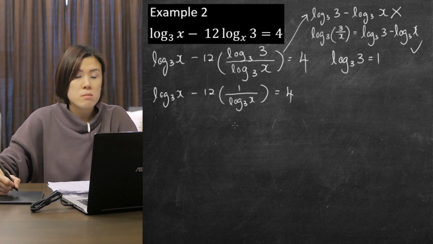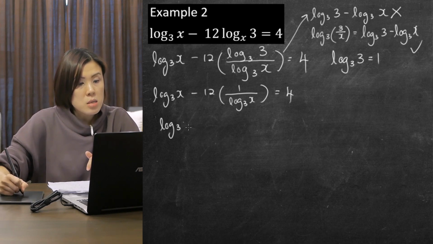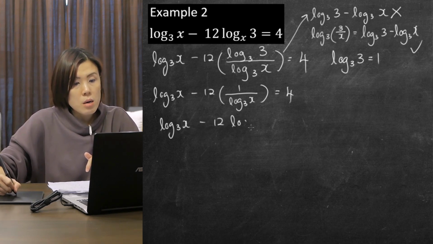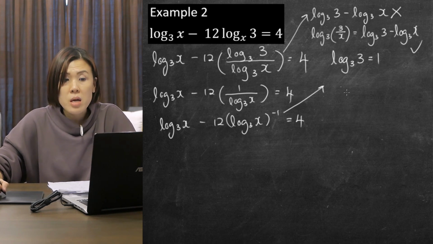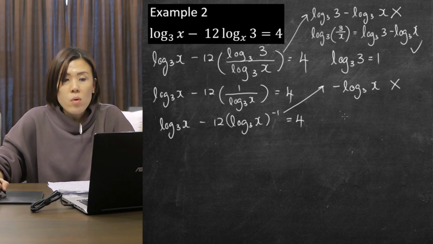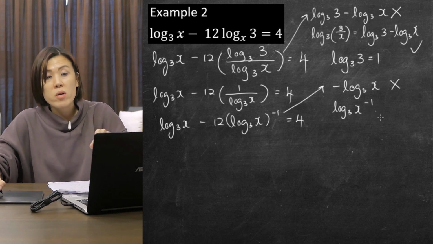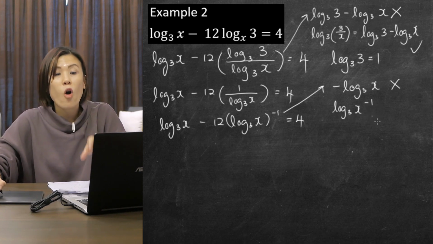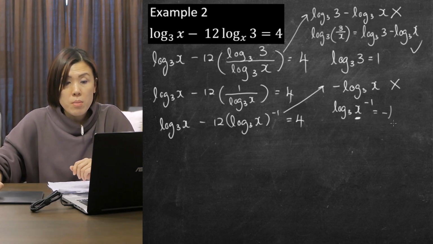So for this second logarithm, which is 1 over log x, I'm going to put this as log x to the power of -1 equals 4. And please take note that some students might be thinking to bring down this power and put it as negative log x, which is wrong. Remember I told you guys earlier, this power -1 can only be brought down if this -1 is the power of x, but not the power of the whole thing, logarithm. So only this can be brought down.